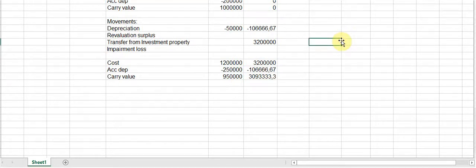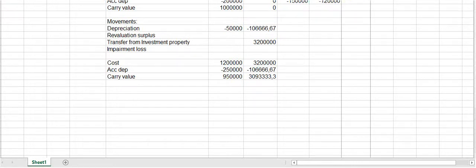For machine A and machine B, we have not done any calculations. I am just going to quickly fill in all the opening information. For machine A, it was a 500,000 Rand cost price, and it was 150,000 Rand for the accumulated depreciation. For machine B, it was 600,000 Rand and an accumulated depreciation of 120,000.